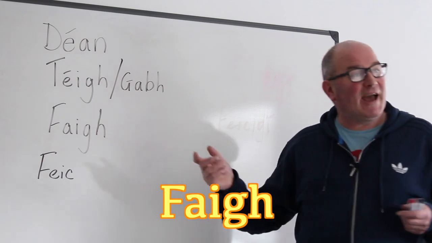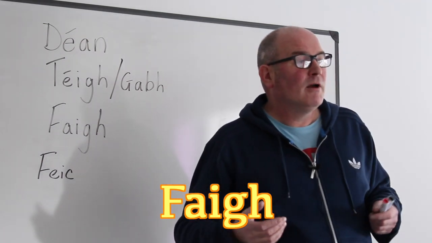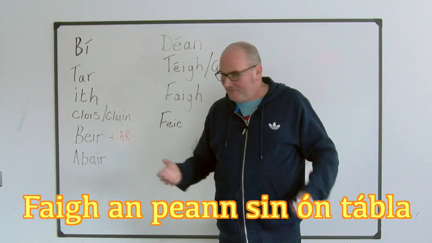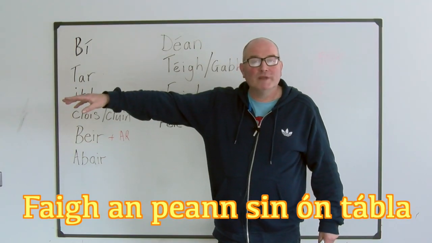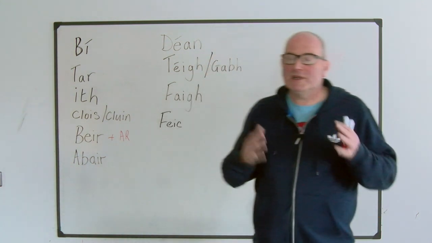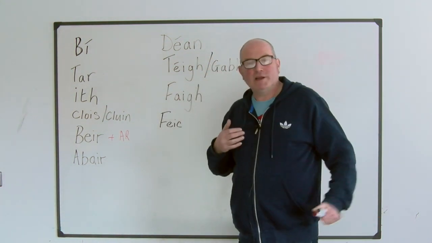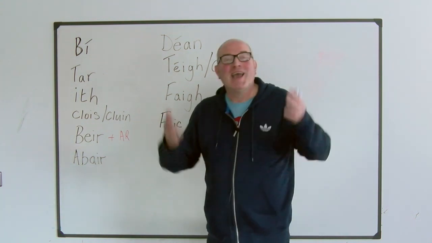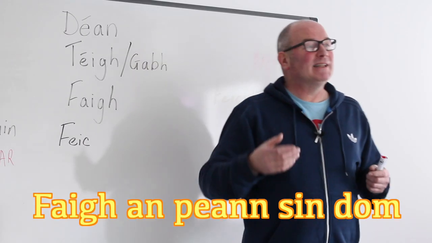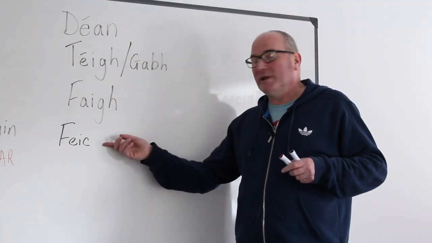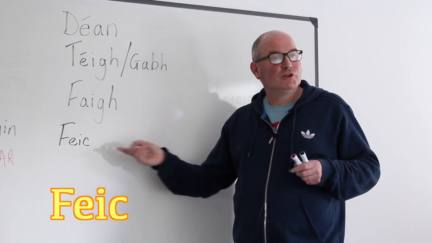This one here, faigh, to get. Faigh airgead dom, get me money. Faigh an peann sin ón mbord, get me that pen from the table. So you can see that when you're sitting around and you want to ask somebody to get something for you, you can say, faigh an peann sin dom, get that pen for me. Okay. This one here, tabhair, to see.